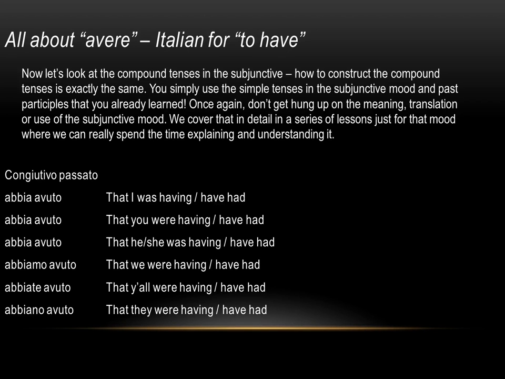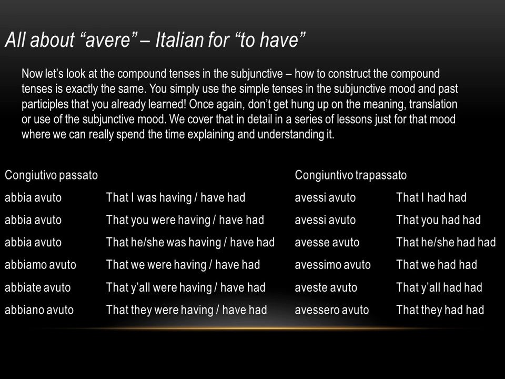So, congiuntivo passato, abbia avuto, abbia avuto, abbia avuto, abbiamo avuto, abbiate avuto, abbiano avuto. Okay, that I have had, that you have had, that he, she has had, etc. All we've done, once again, is we took the present congiuntivo and we conjugated the first verb in that. Still the same past participle. It's the same thing.